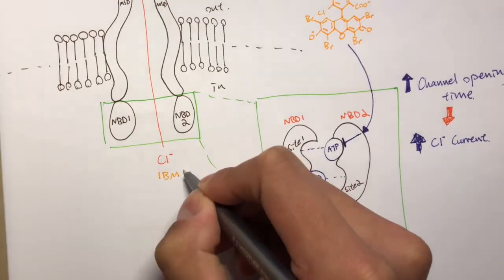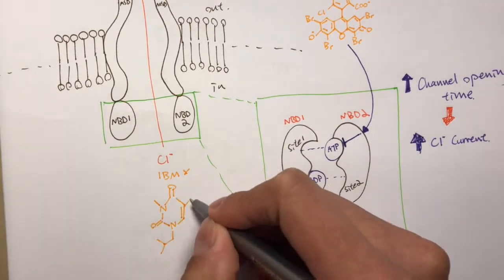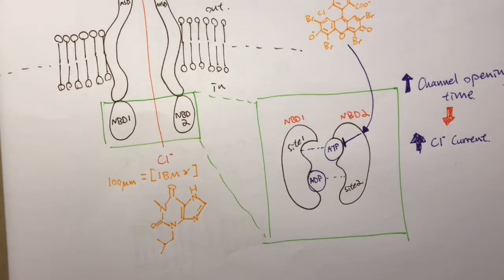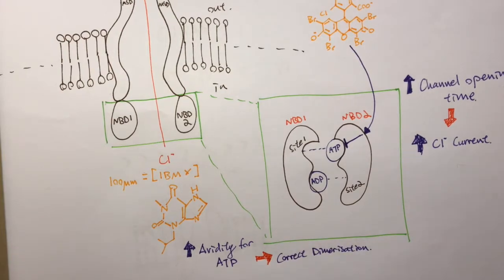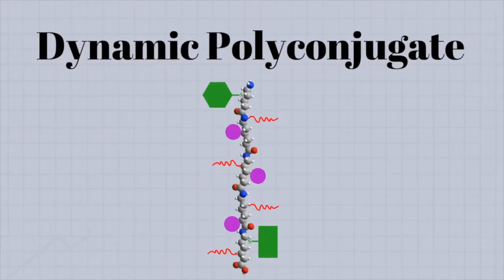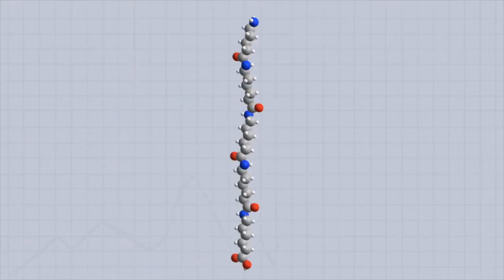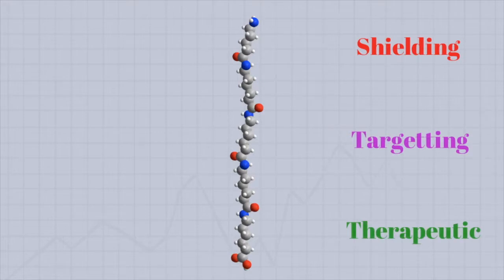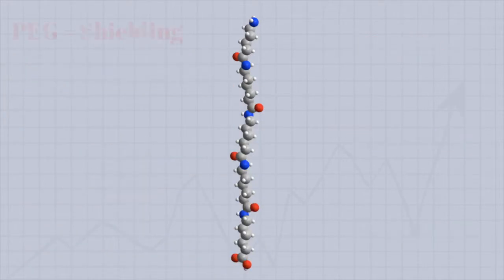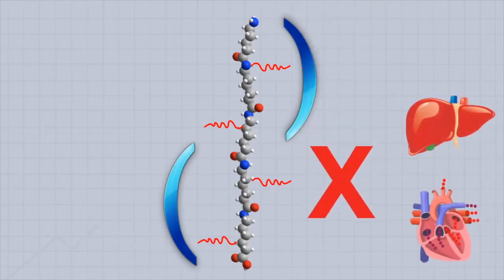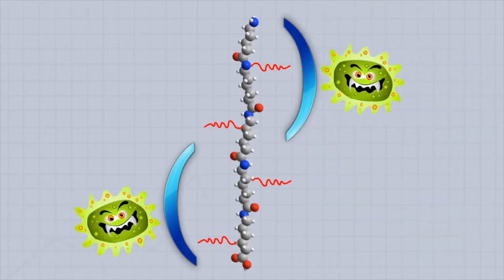IBMX is a phosphodiesterase inhibitor. At 100 micromolar, IBMX increases the avidity of ATP for site 1, favoring the correct physiological NBD dimerization in G1349D mutation. Our drug will be delivered within a modified dynamic polyconjugate that consists of a 10 nanometer long amphiphilic polyvinyl ether backbone with shielding, targeting, and therapeutic molecules attached, called Cyfloxy. With the attachment of PEG onto the polymer backbone, a hydrophilic water shield will be created, inhibiting the delivery of Cyfloxy to non-lung sites and protecting it from the immune system.